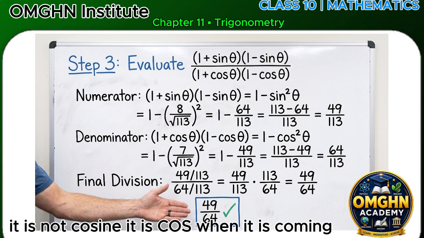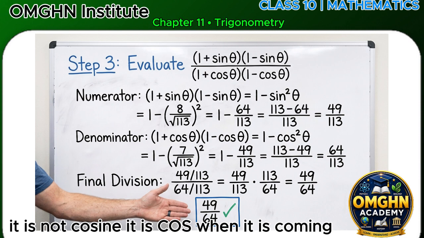There is a simple identity here. We know that (1 plus x) multiplied by (1 minus x) is 1 minus x square. Therefore, the numerator becomes 1 minus sine square theta and the denominator becomes 1 minus cosine square theta. Now we know the identity: sine square theta plus cosine square theta is equal to 1. Therefore, 1 minus sine square theta is cosine square theta and 1 minus cosine square theta is sine square theta.